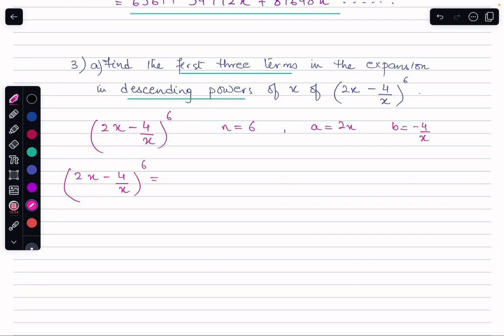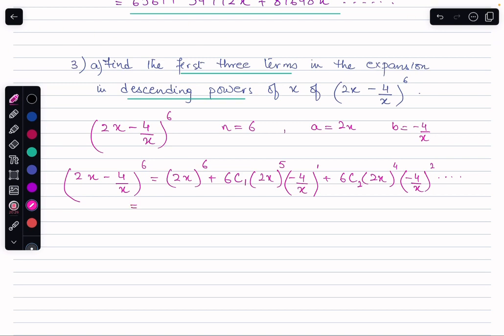Expanding it up till the 3 terms, I should say this is (2x) to the power 6 plus 6C1, (2x) to the power 6 minus 1, which is 5, and then I will be having a negative 4 by x to the power 1 here. And then I should be having 6C2, (2x) to the power 4, and then (negative 4 by x) squared.